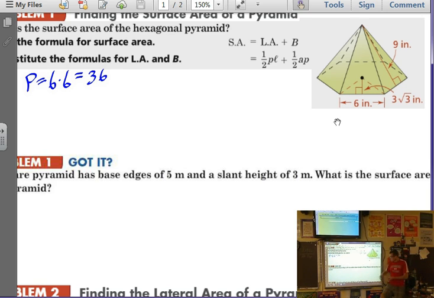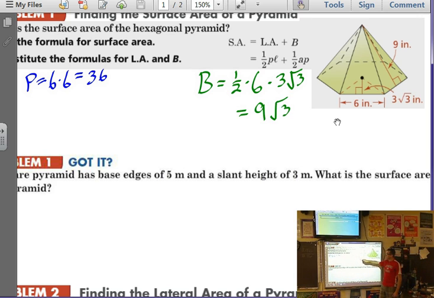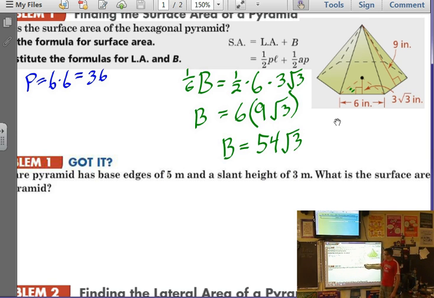So, when we start solving the base, I agree with you though, Caleb. They've given me the base of 6, the height of 3 radical 3. I know that half of 6 is 3, so really I end up with 9 rad 3, but that's only one portion of the base. So this is 1/6 of the base. It's just this triangle. So then, to find the base, we take the whole thing and multiply it by 6. We get 54 rad 3.